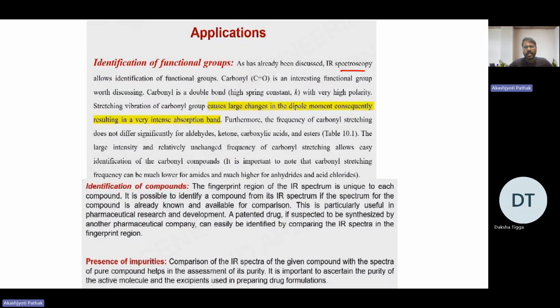These vibrations will not result in any change in dipole moment, or the dipole moment of these molecules is zero. So they are IR inactive. Okay, these basic concepts you have to understand. And what are the applications?